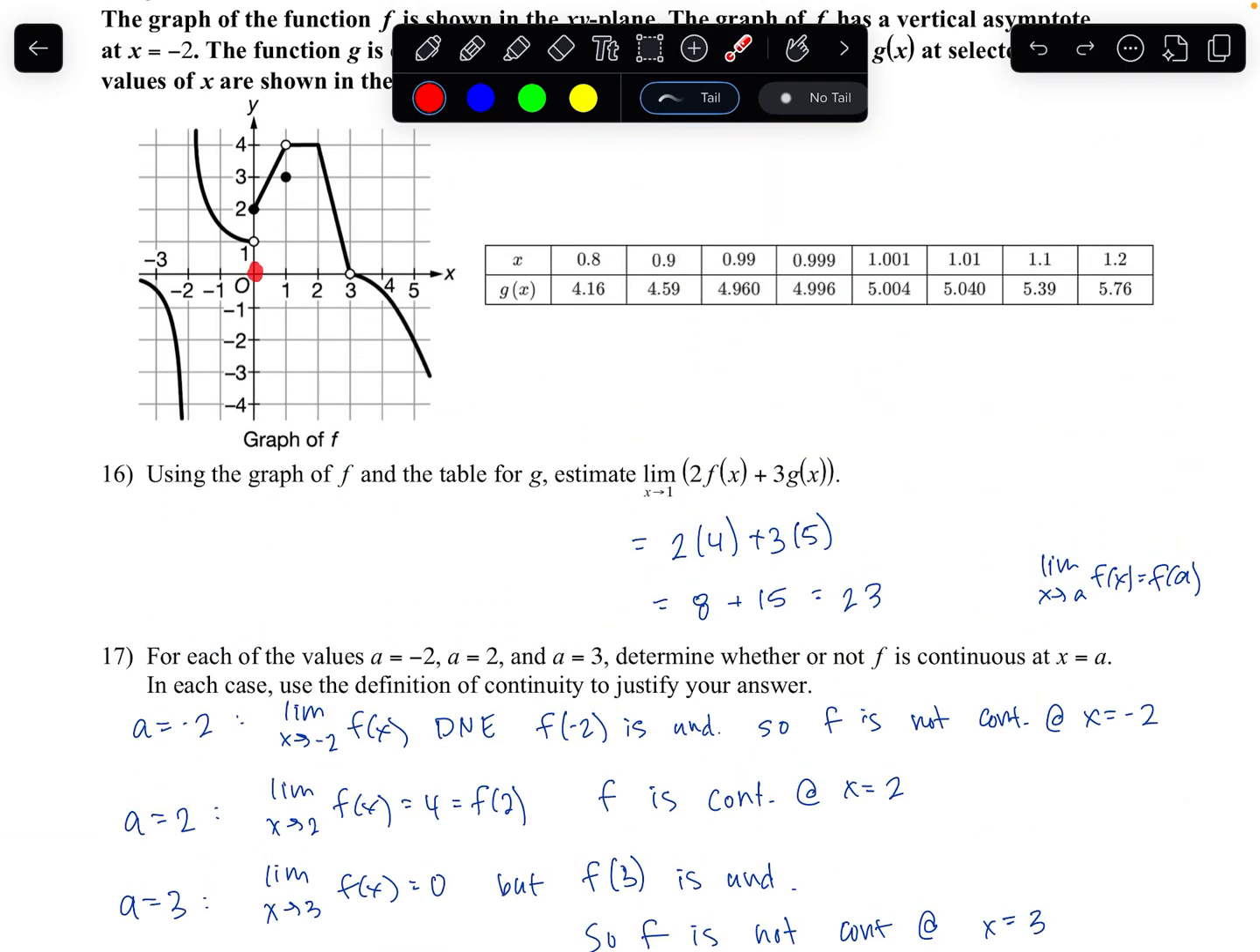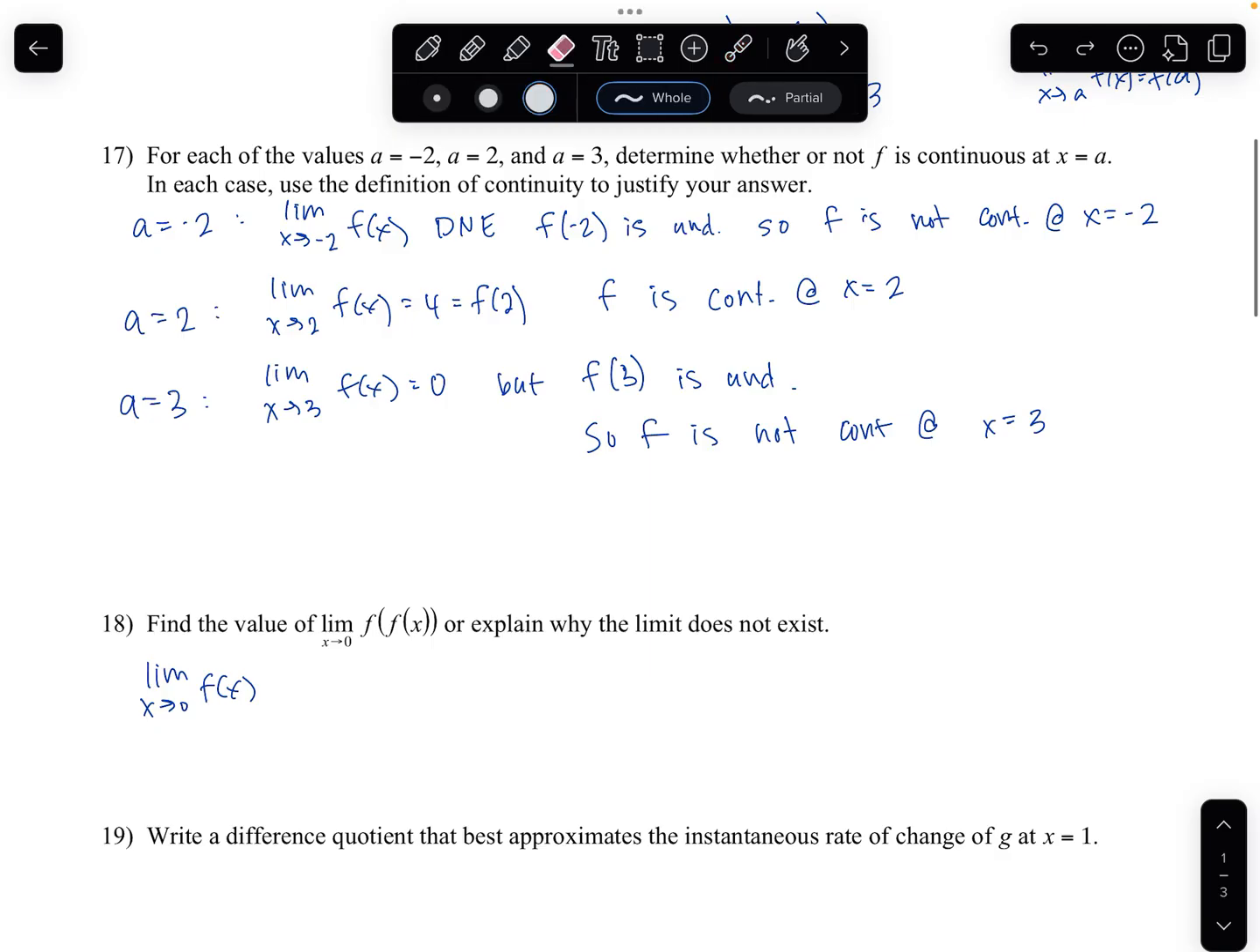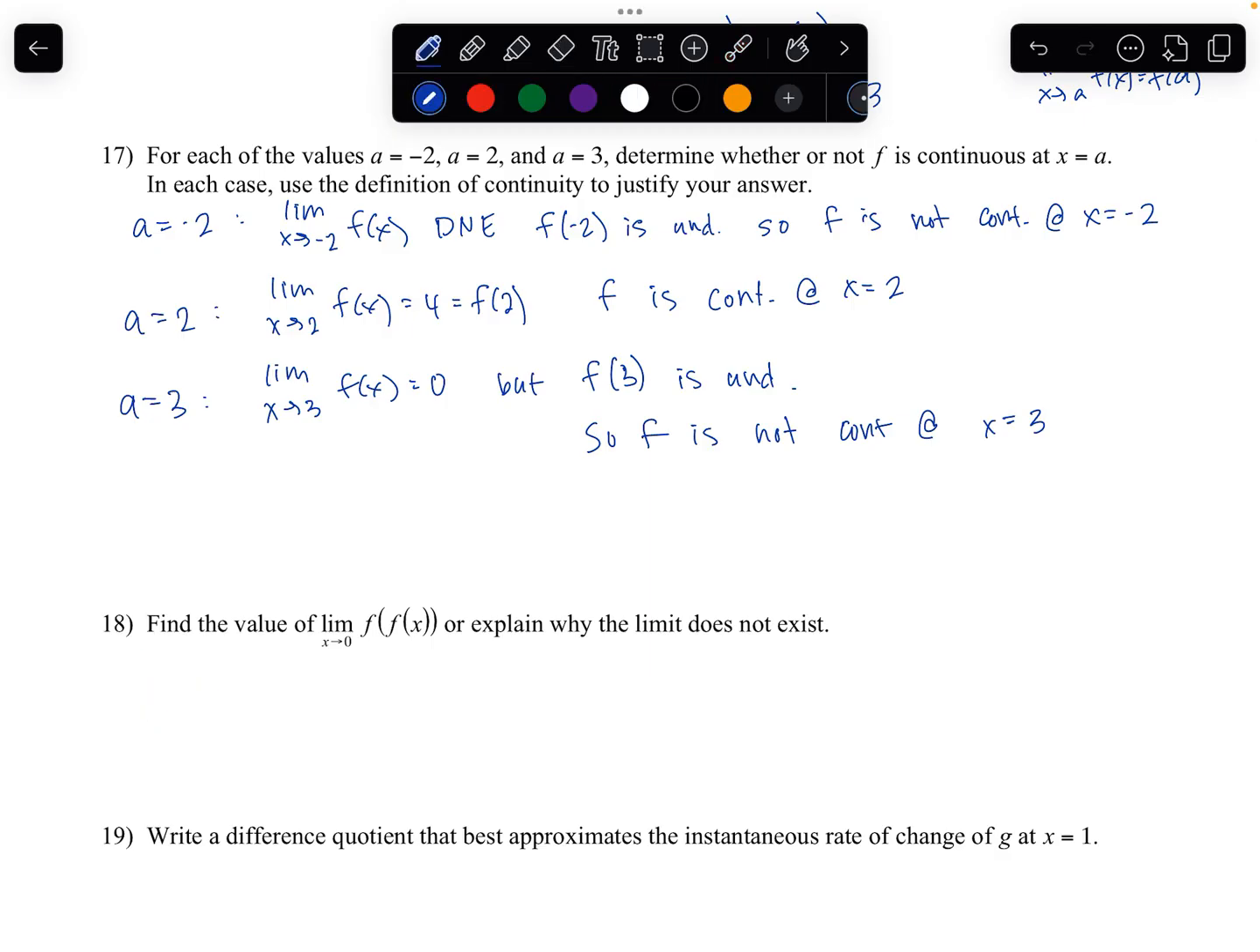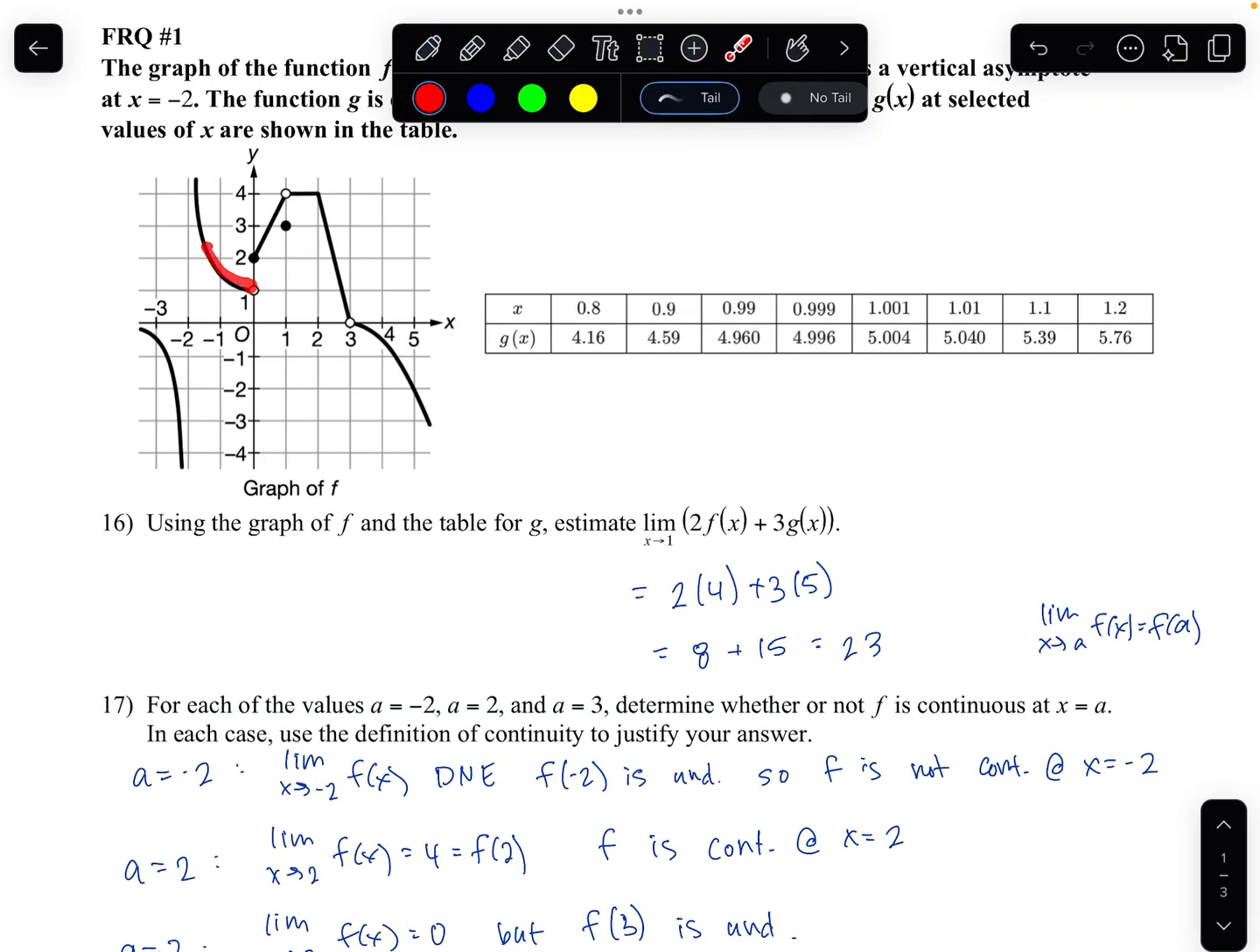Now I'm going to have to do two limits because from the left side it's something different from the right side, and so I'm going to have to do two different limits. So we'll do the limit as x approaches 0 from the left of f of x, and we'll do the limit as x approaches 0 from the right of f of x. So from the left side, it's equal to 1.